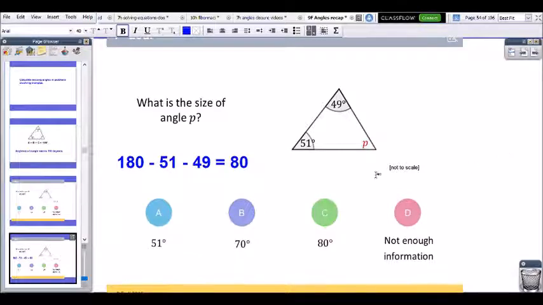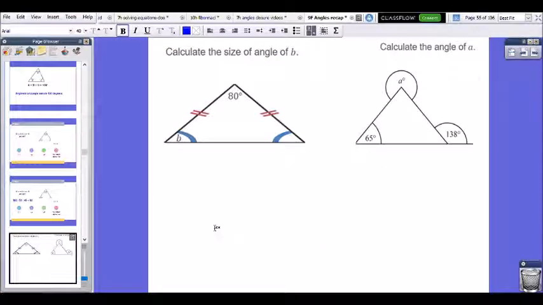So to find the value of P, I'm going to take 180 degrees, because the whole triangle adds up to 180. I've subtracted the two angles that I've got and then I'll be left with the missing angle that I need. So I'm left with 80 degrees, so P is 80 degrees.